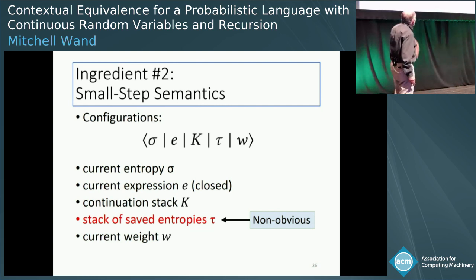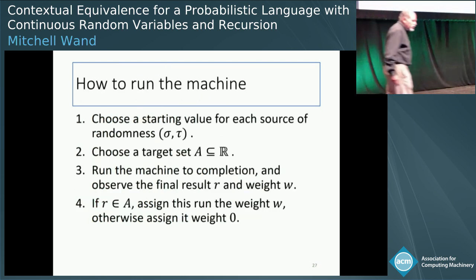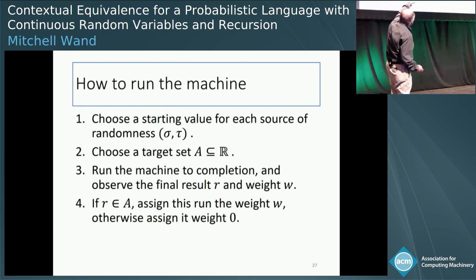We have an abstract machine with 5 components. This is not obvious. I got it wrong several times before we got a version that worked. How do you run this machine? Well, let's see. You choose starting values for each source of randomness, sigma and tau. We choose a target set A, a subset of the reals. We run the machine to completion.